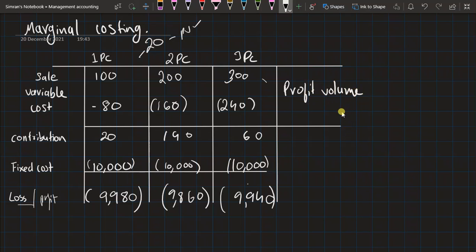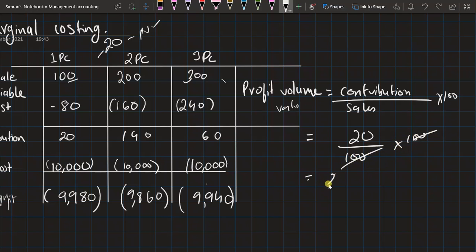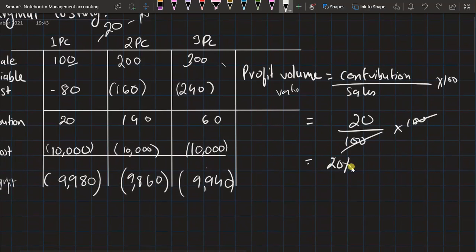Profit volume. So how do we get it? We got it from here, contribution, and then we have the sales. Since this is in ratio, we have to find it out in percentage, times 100. So this will be 20 by 100 into 100, we get 20%.